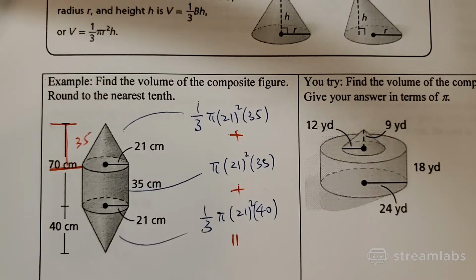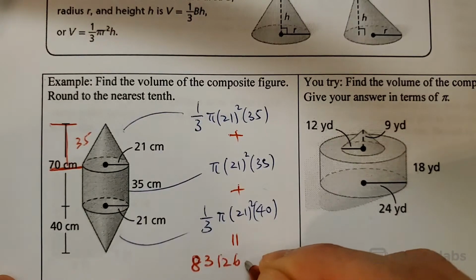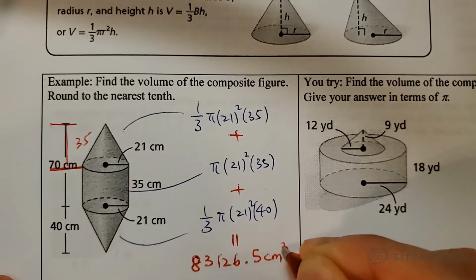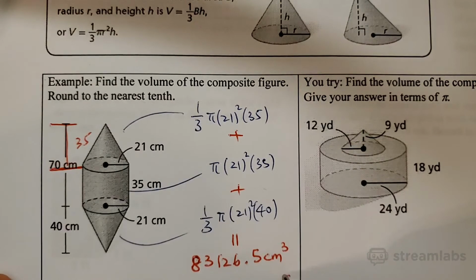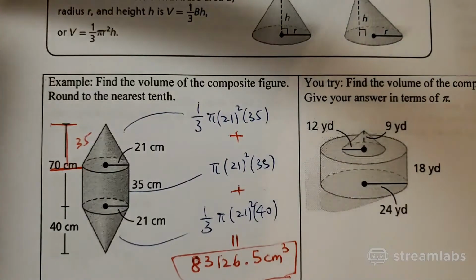So what do I have? So you round to the nearest 10, right? It's a big number, I think. 83,126.5 centimeters cubed. So that sounds about right. Does that sound about right? Yeah, great.